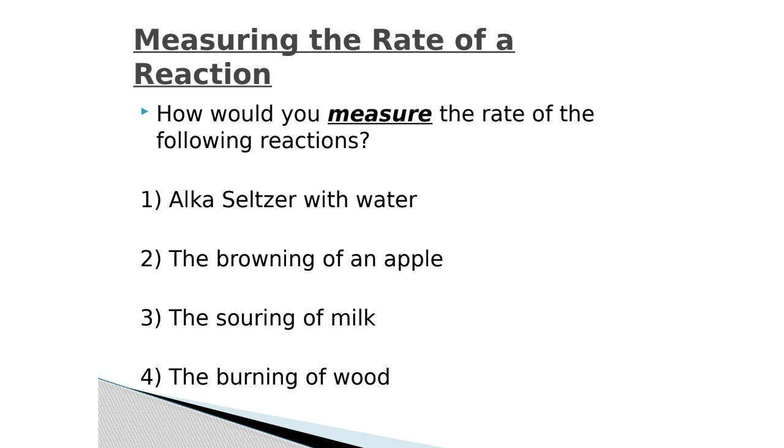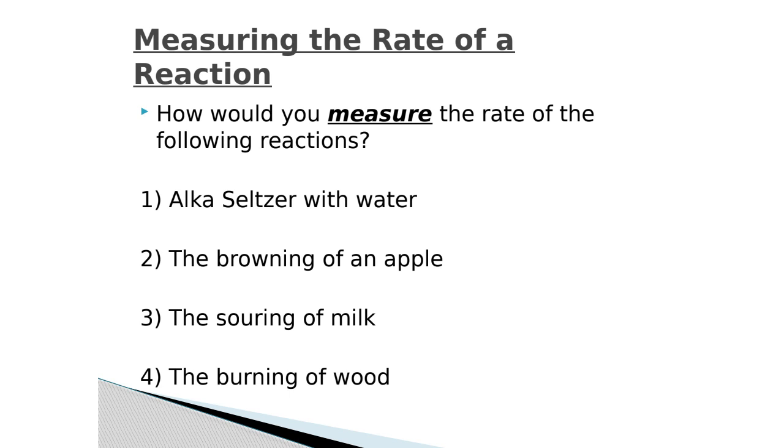So thinking about changes in concentration or changes in measurable quantities, consider these 4 situations and how would you actually measure the rate of the following reactions? So what would be something that you could observe or measure about the actual reaction itself, some sort of change over time? So consider Alka-Seltzer with water. The Alka-Seltzer tablet, you place it in water and there's lots of gas that is produced right away.